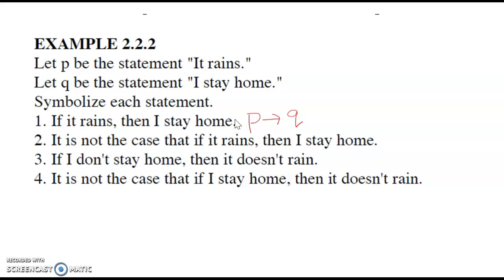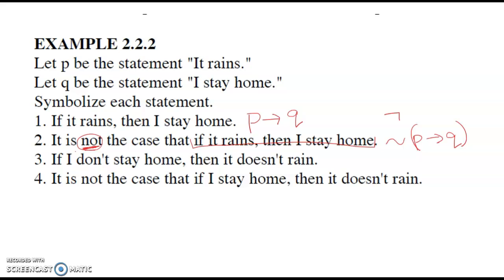Number 2, it is not the case that if it rains, then I stay home. So what I first notice is this part of the sentence, if it rains, then I stay home. That's really identical to number 1. So I'm going to start with that. If it rains, then I stay home. What's different from number 1 is that this entire statement is negated with the word not. And this word not in mathematical language is this symbol right here. All right, sometimes in other textbooks it's also used as this symbol, so you guys can use one of these two.